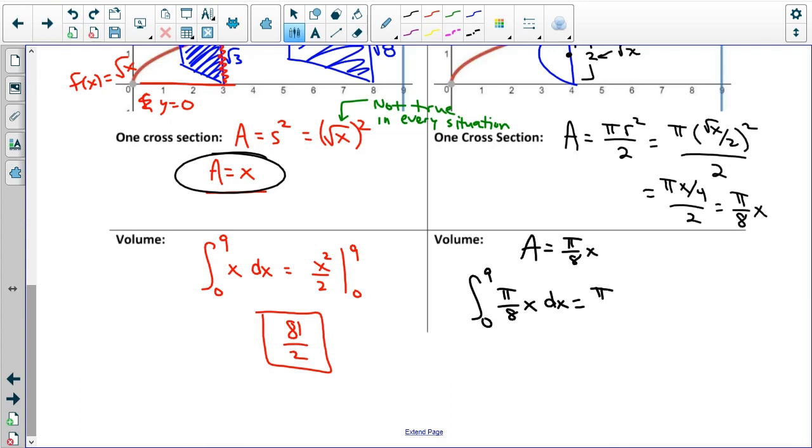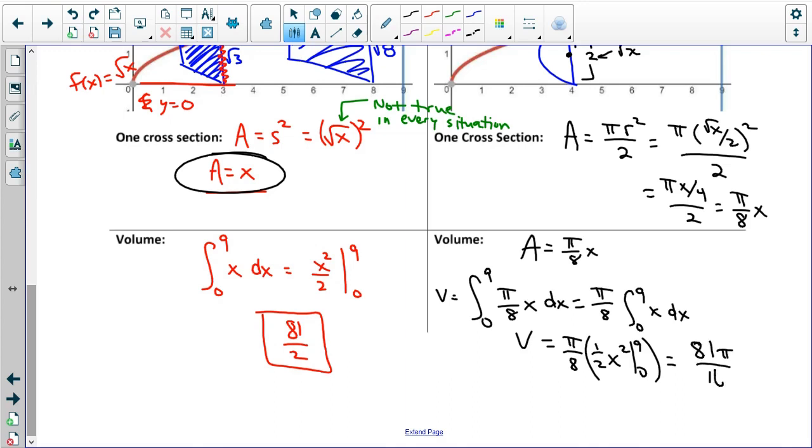Remember that we can pull the constant out if we want. So we have this situation. So this volume, I should probably label it as volume. So the volume is pi eighths times 1/2 x squared, evaluated from 0 to 9. I substitute in 9 and I get 81 halves times pi eighths. So it's 81 pi 16ths. 81 pi over 16 is my volume if I had a bunch of semicircles all summed up from 0 to 9.